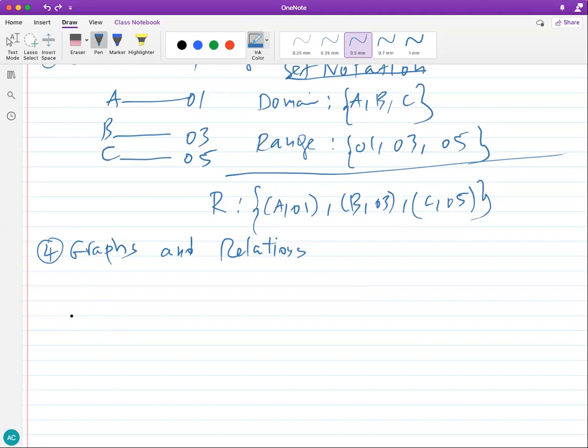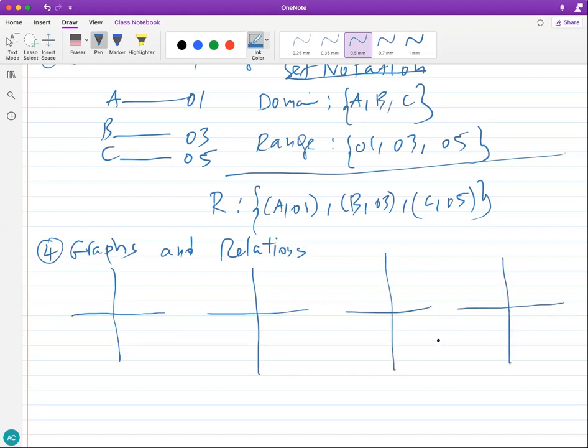So let's look at some of the graphs here. I'm just going to draw a few here. Right now, I'm going to keep these. Okay, so these are two-dimensional graphs, as you know. This is the x-axis, the y-axis, for all of them.